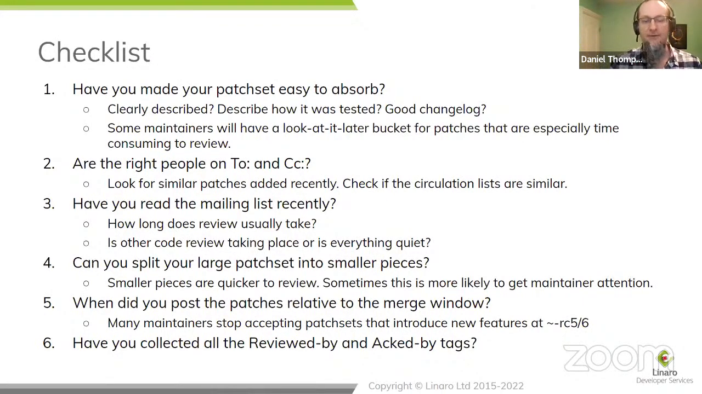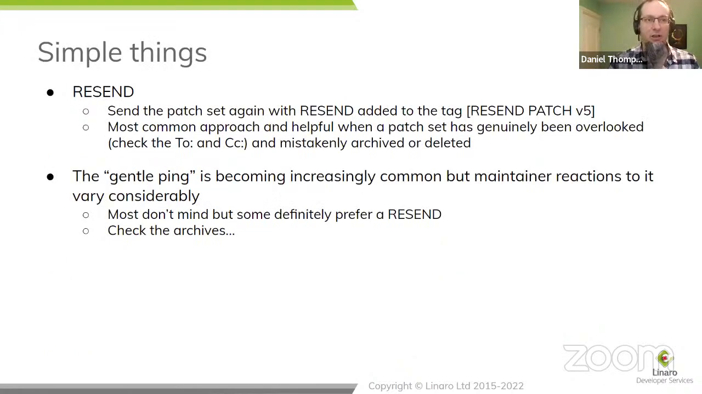And then finally, if you are sending out resends or version 2, version 3, version 4, have you collected all the reviewed-bys and acked-bys? If you have not collected them all, they are good statements of support. They help maintainers recognize, remember what reviewed-by means. It means they've looked at it, they think it's an improvement, and that there's no reason not to add it. All the things that kernel maintainers care about. So yeah, make sure you have collected any tags if there are any. So that's just have you done all that you can?